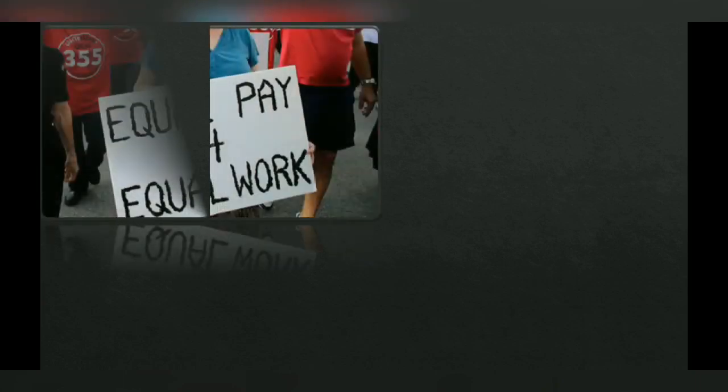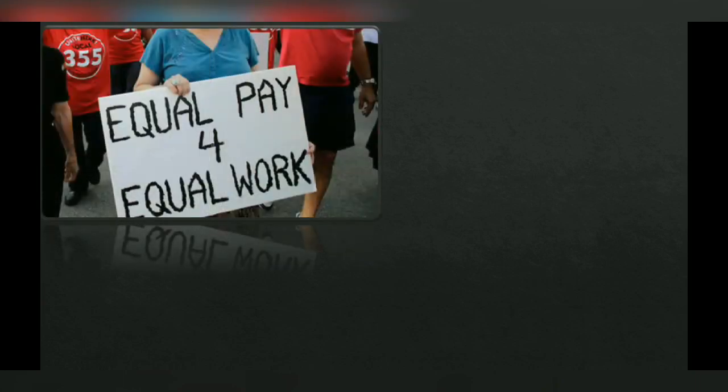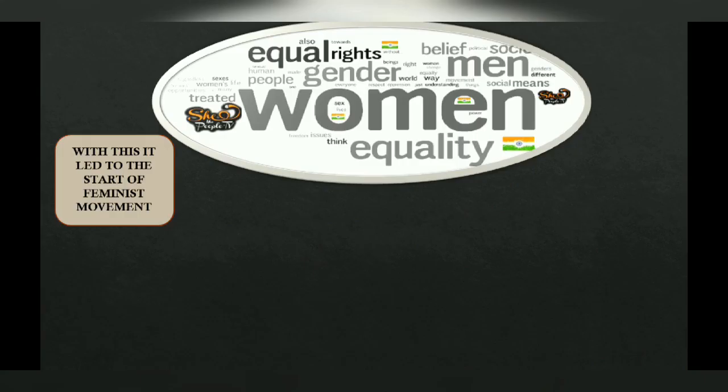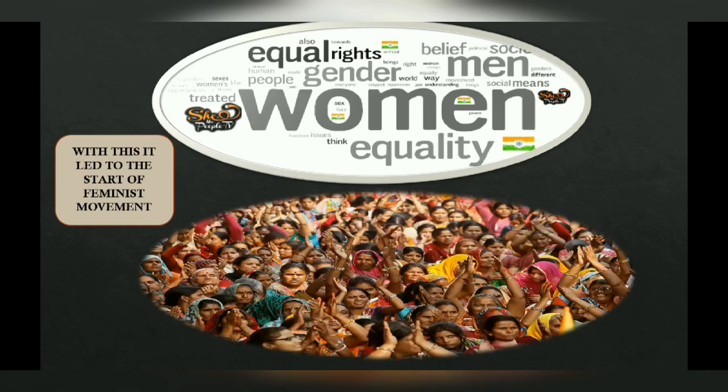There were also several demands by the women folk, that is, equal pay for equal work. What work is done by a man is also done by a woman, so they should be paid equally. It should not be that men are paid 100 rupees and women 50 rupees for digging a ground. That is an example. There should also be an improvement in the educational sector, equality in personal and family life, and maternity leave in offices. These demands led to the start of the feminist movement, where women began to fight for their rights.